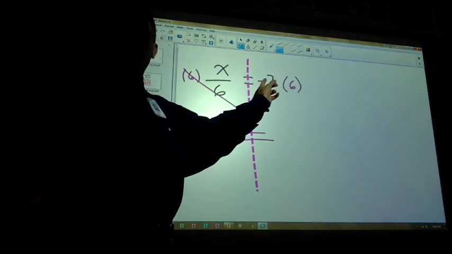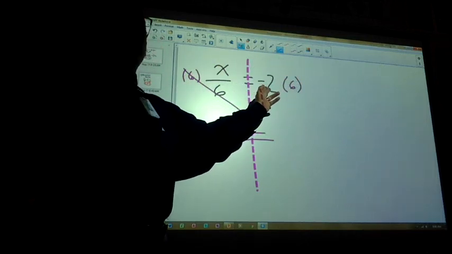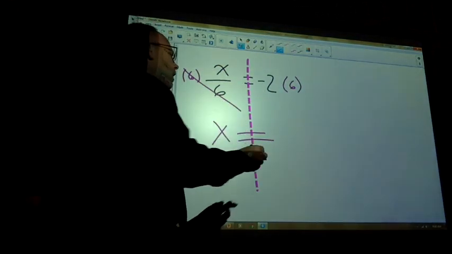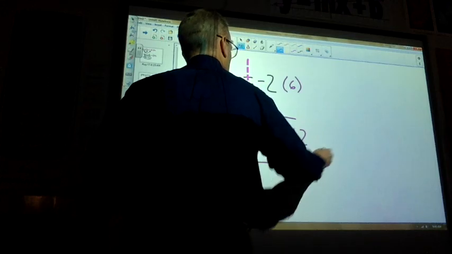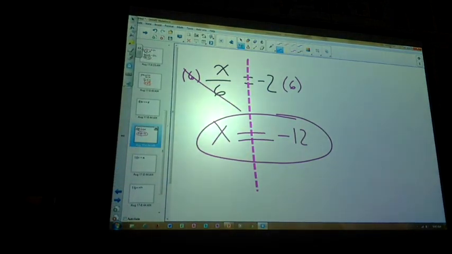These are being multiplied, right? I had to multiply both sides by 6, so negative 2 times 6 is negative 12. Done. So x is equal to negative 12. Meaning if I were to take negative 12 and plug it back into the original equation, my answer would come out to a true statement. I'd wind up with, in this case, negative 2 is equal to negative 2.